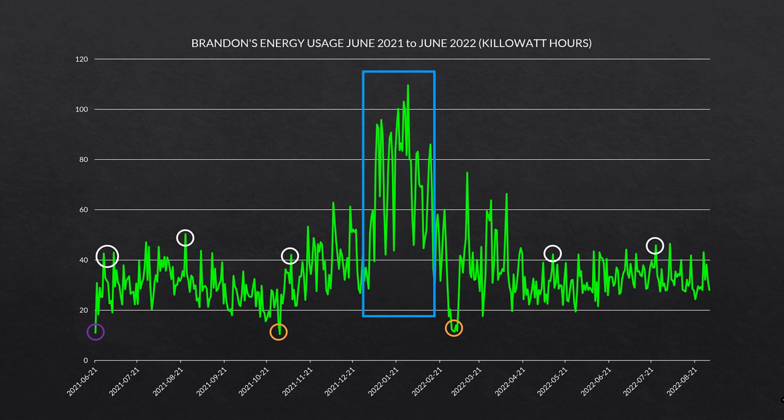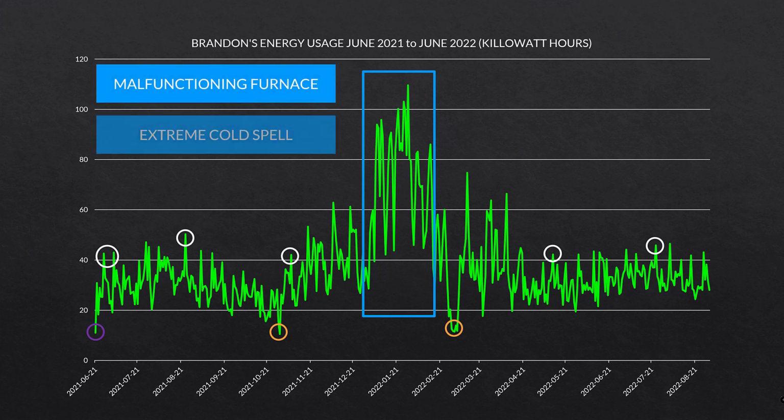So here are the answers to this riddle about my energy usage. First, the blue box. What's going on here? Two things, actually. One, my furnace was malfunctioning. It was not running optimally, to say the least, and therefore it was running on auxiliary power constantly. That's like the high energy mode of the furnace. On top of that, we had an extreme cold spell during that time. So those two things combined created this huge, massive spike in my daily energy usage.